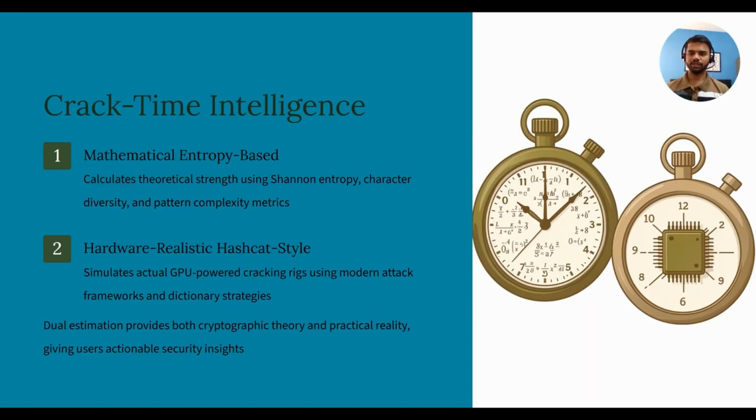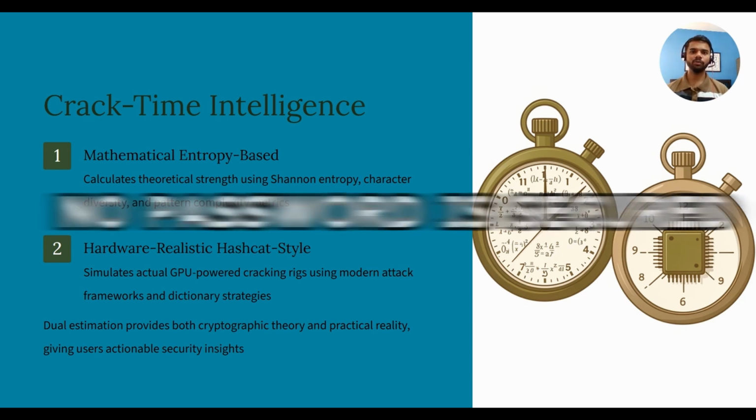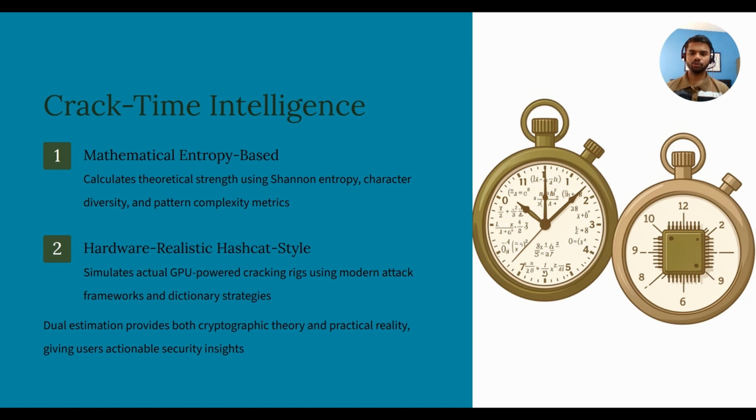The next part is crack time intelligence. In this, I have also added the entropy based time that I just demonstrated to you, which is calculated using Shannon entropy, character diversity, and pattern complexity metrics. And apart from that, I have also added a hardware realistic hashcat style estimate, which means if I try to crack your password by running it on a GPU, how much time will it take to crack your password. Remember, no password is secure in this world. It will definitely get cracked one day or another. Using this dual technique of cryptographic theory and practical reality, I have tried to provide you actionable insight using which you can decide the strongest password and also the frequency to change your password. As I already told, no password is completely secure for a lifetime.